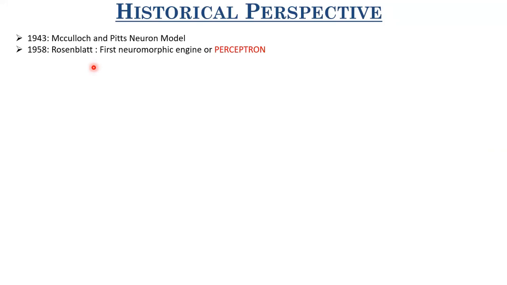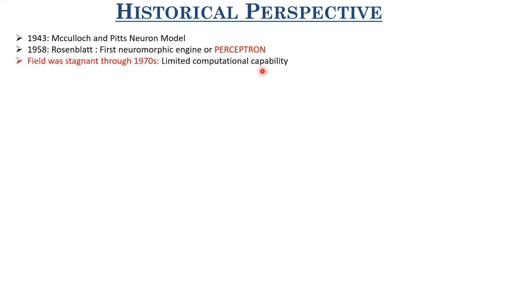In 1958, Rosenblatt came up with the first neuromorphic engine, or perceptron. This perceptron is one of the basic artificial neural networks, the perceptron or multi-layer perceptron, which enables you to classify objects. I'll discuss that as well in the third lecture.